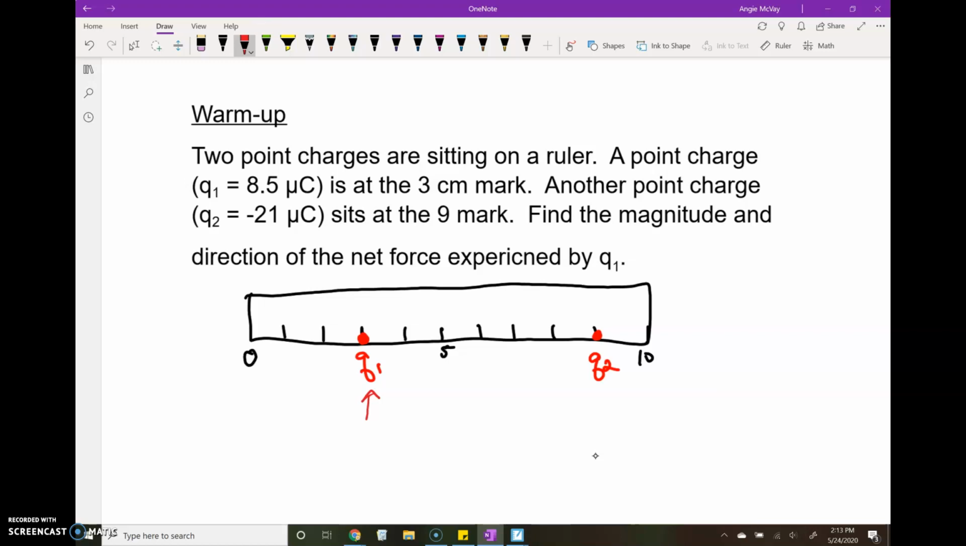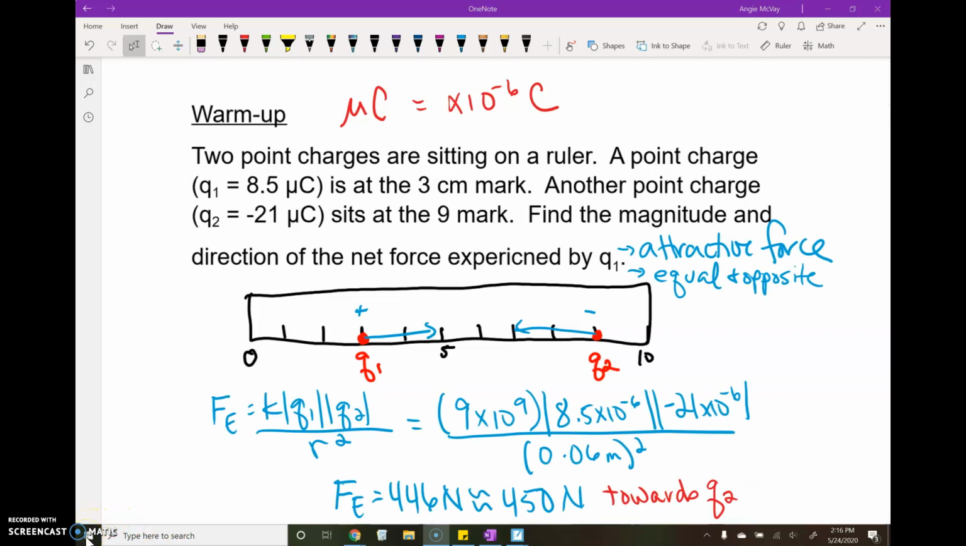As a note, microcoulombs is the SI abbreviation for times 10 to the minus 6 coulombs. All right, please pause the video and give this problem a try. All right, let's see how you did.